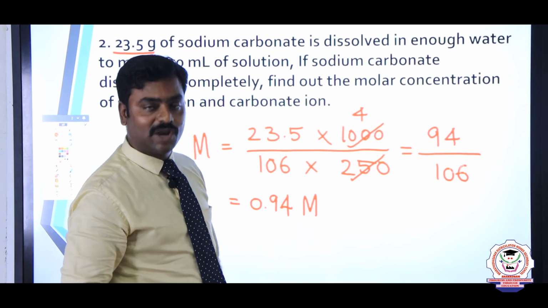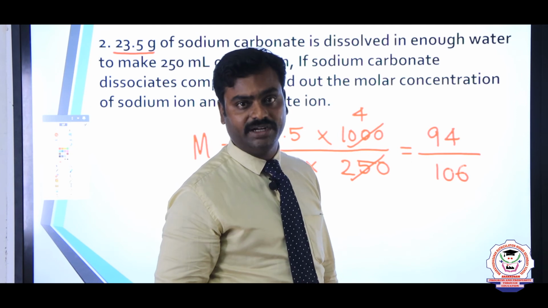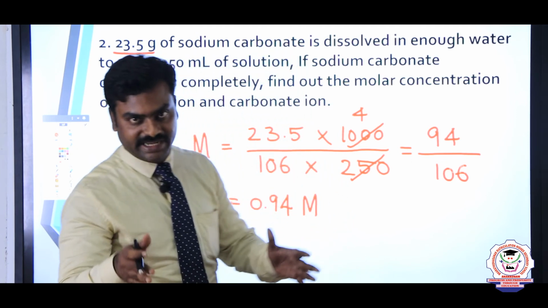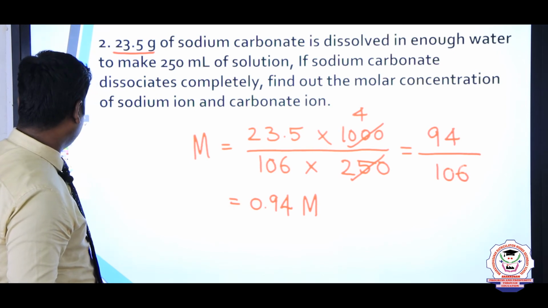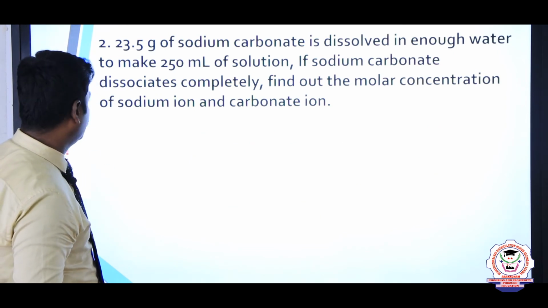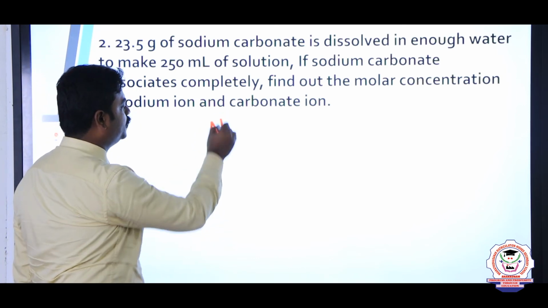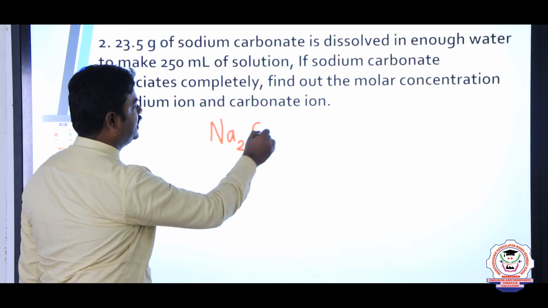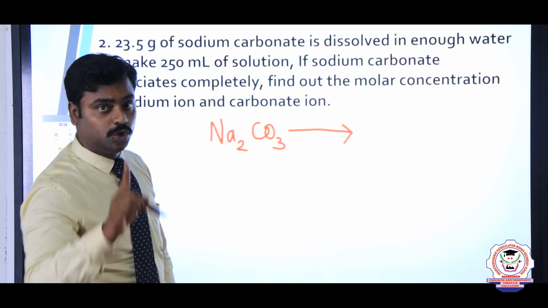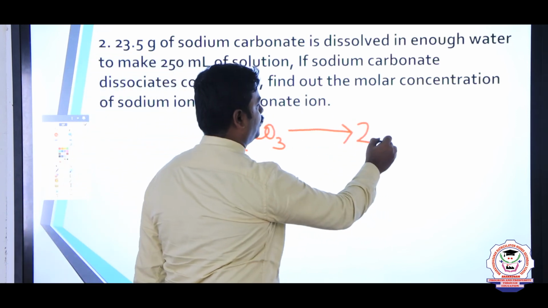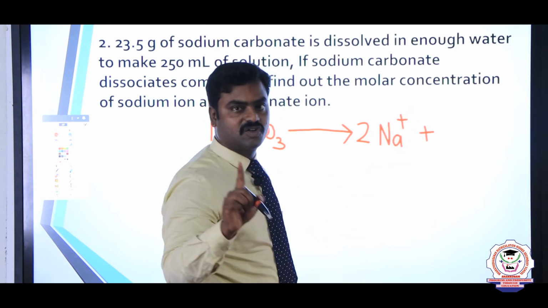Now we got the molarity for the sodium carbonate solution, but they are asking us to find out the molarity of each ion, Na plus and carbonate ion. So we have to write the equation. What is it? Sodium carbonate. The molecular formula of sodium carbonate is Na2CO3. When it dissociates, it gives 2 Na plus ions and 1 carbonate ion.